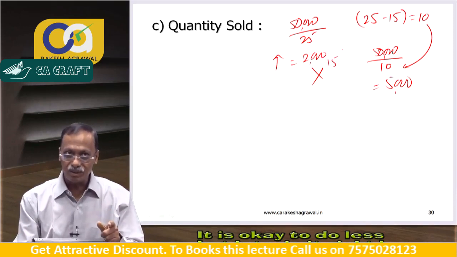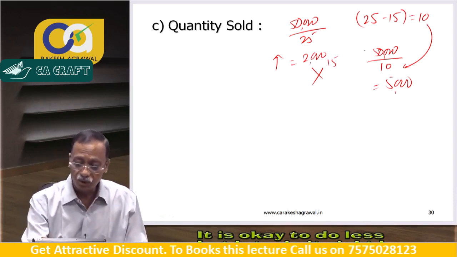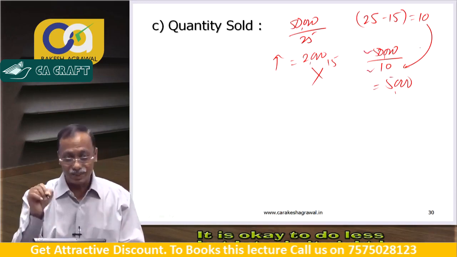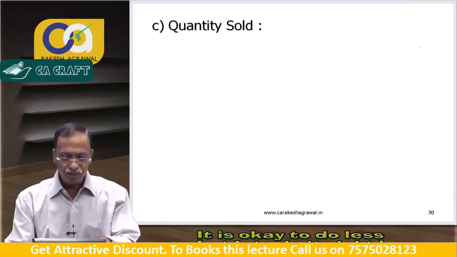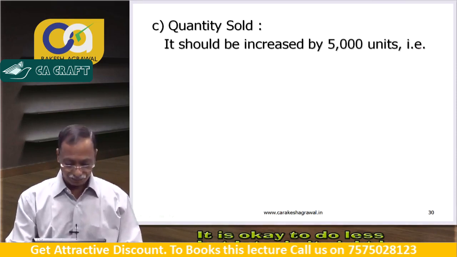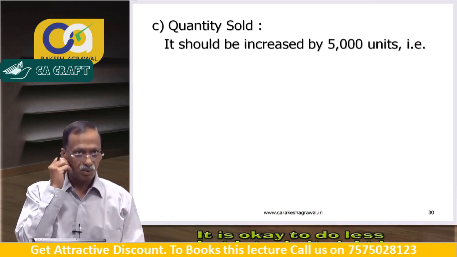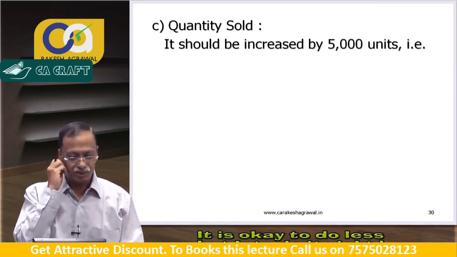To increase the profit by 50,000, you have to divide this 50,000 rupees by contribution per unit, that is by 10 rupees. Anyway, write down the answer. It should be increased by 5,000 units. Quantity sold should be increased by 5,000 units.